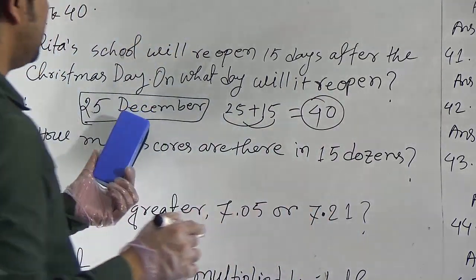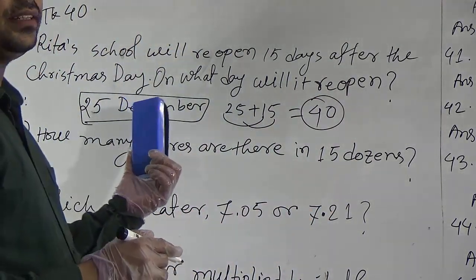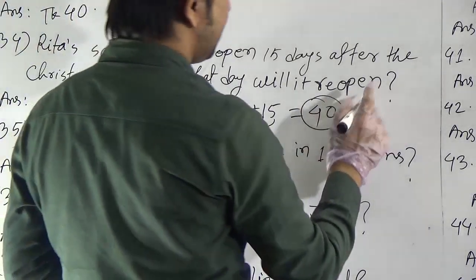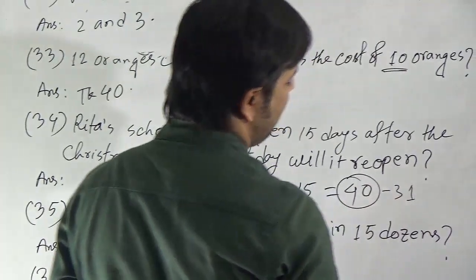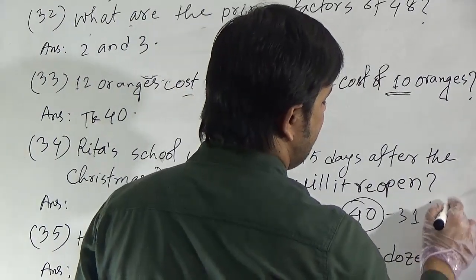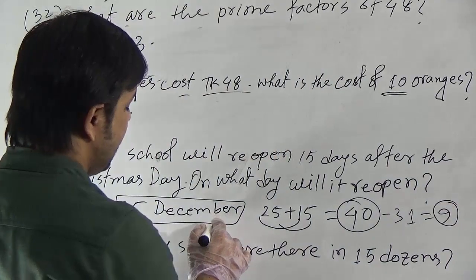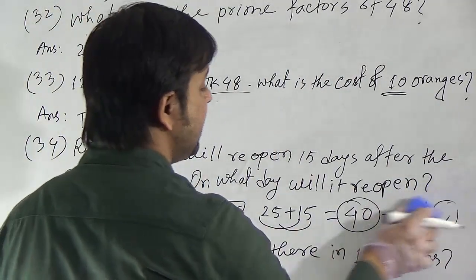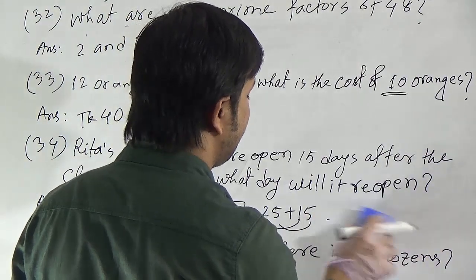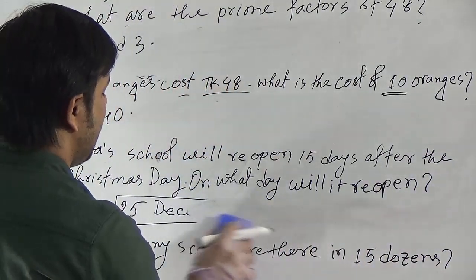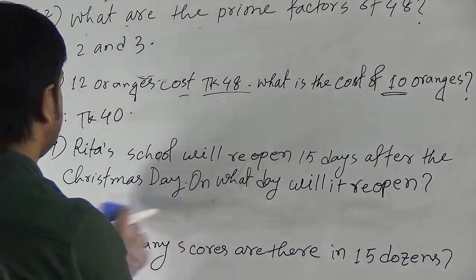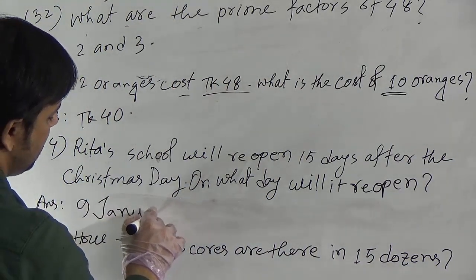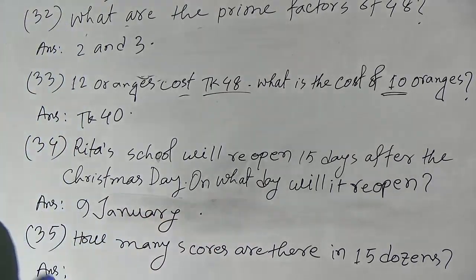Now we know December is a month which contains 31 days. So subtract 31 from 40. You will get 9. After December, the next month is January. So the school will reopen on 9 January. So our required answer is 9 January.